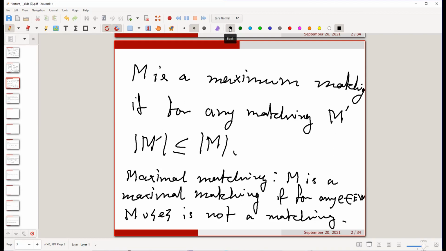Okay, so are the definitions clear? Every maximum matching is a maximal matching, but not every maximal matching is a maximum matching.